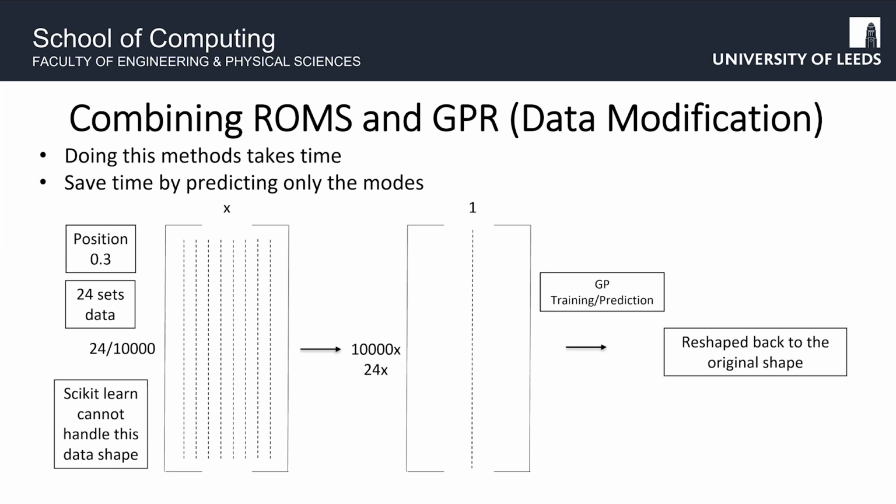So, I use Scikit FDA for this, and you have to do a lot of work to the data. Originally, if I have 24 sets of data and say the modes are 10,000 long, I have to convert that into one singular vector and then train the model to predict that and then reshape it back to the original. That's the current way of doing it.